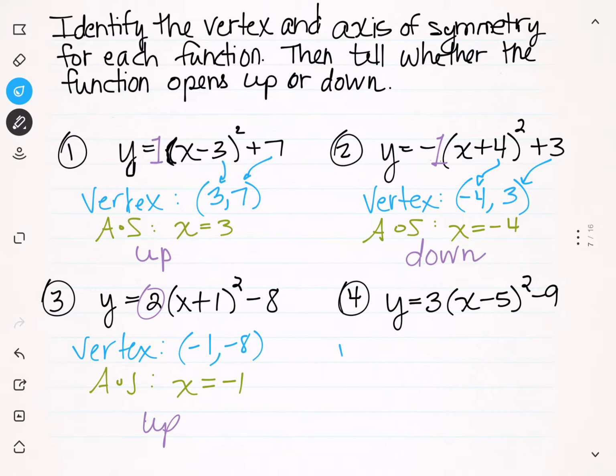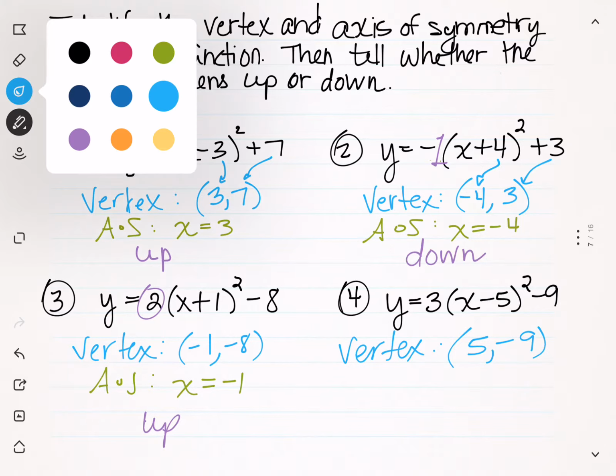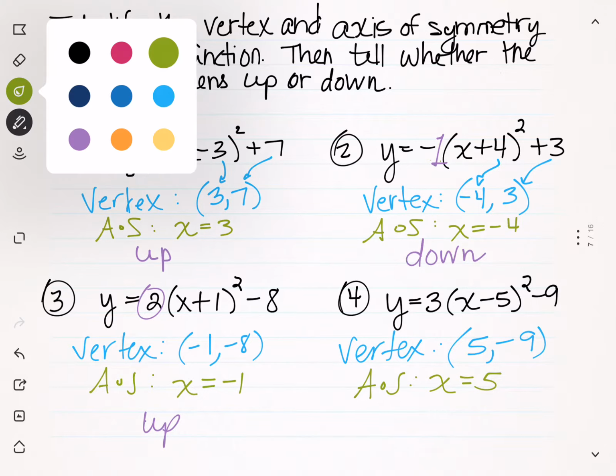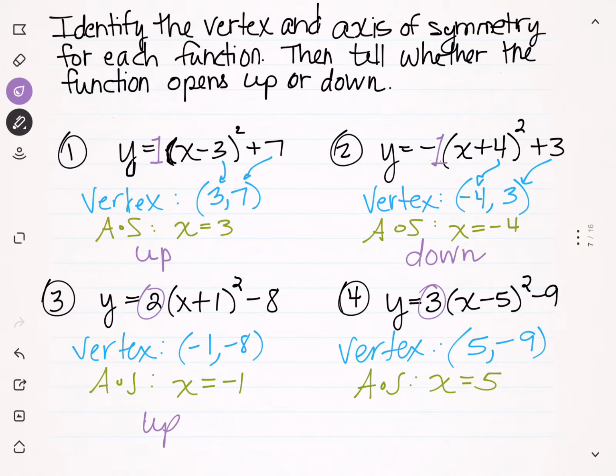Number 4, our vertex is going to be located at h, which is 5, and k, negative 9. Pay really close attention to those signs. The axis of symmetry is going to go through our vertex, right through the x value, so x is equal to 5. And the value of a on this one is 3. So we're going to open up because that is a positive number.